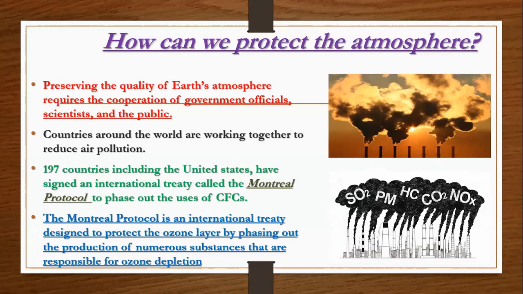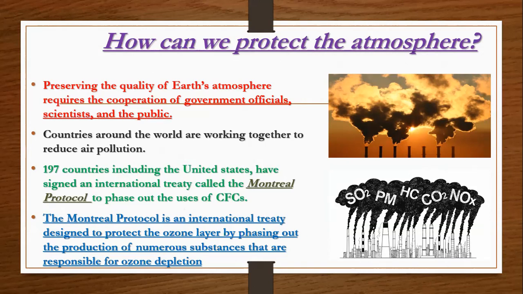Preserving the quality of the atmosphere requires cooperation of governmental officials and scientists, and what else? The public. All of them have to cooperate to reduce air pollution, to save the quality of air, because it's a serious problem and it can cause damage to all organisms, not only humans, even plants and animals, also the soil, also water resources. So it will affect the environment as well.